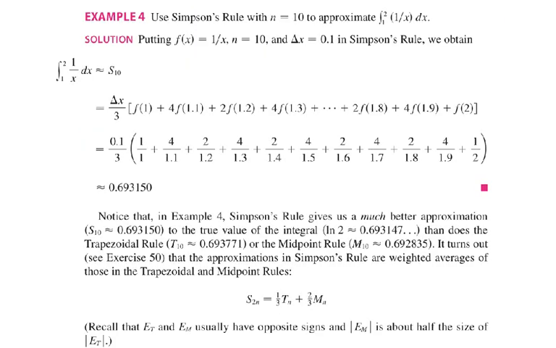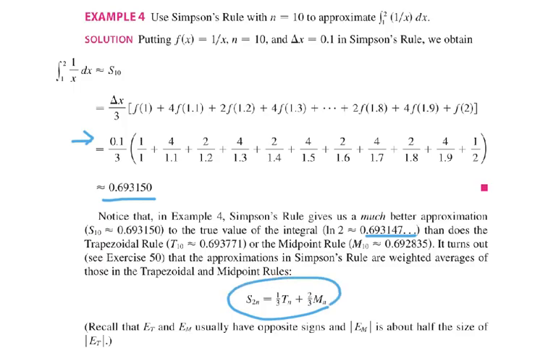This is the 1 over x, where n equals 10. So using Simpson's rule, you can see that the change in x is 0.1 right here, and the y values accordingly. So this is what you get when you use Simpson's rule. And the real integral is 0.693147. So we're very close here, much closer than the trapezoid rule.